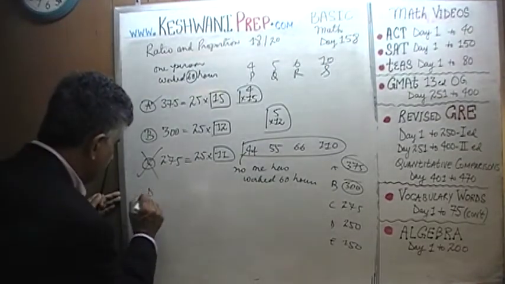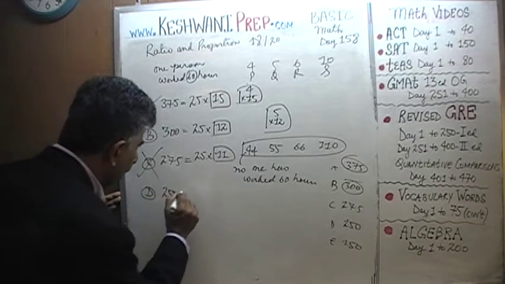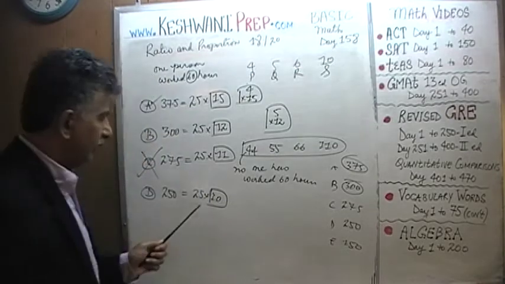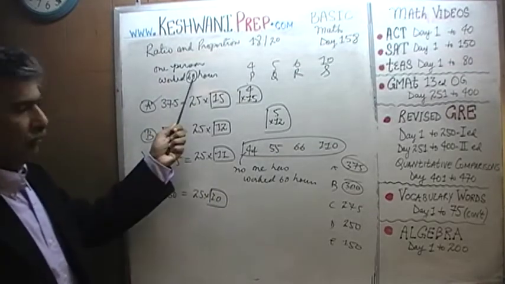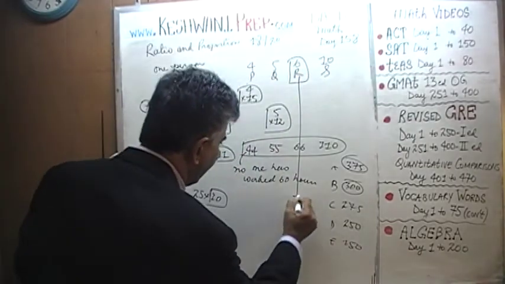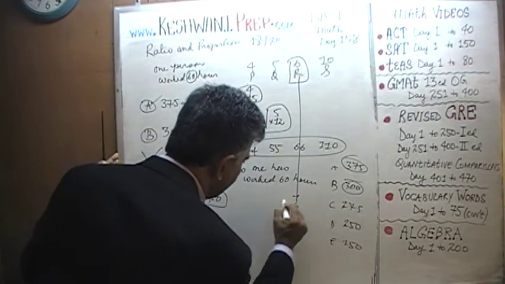Let's move on to D, and let's finish it up. D is 250. 250 is simply 25 times 10, and for one person to have worked 60 hours, it is R, because 6 times 10 would be 60.